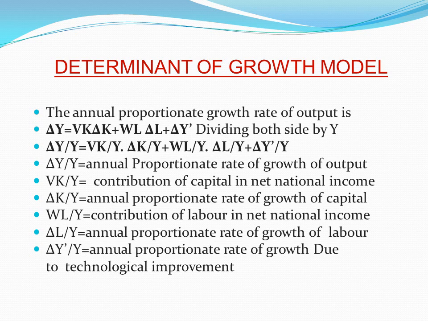Delta L divided by L represents the annual proportionate rate of growth of labor. Delta Y dash divided by Y represents the annual proportionate rate of growth due to technological improvement.